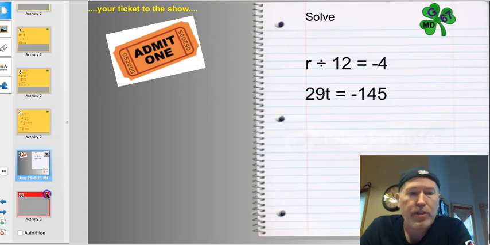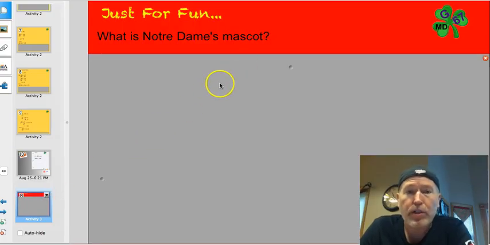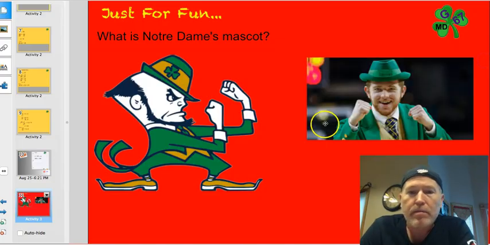Alrighty, and your ticket to the show. Oh, sorry, your just for fun question. What is the Notre Dame mascot? Greatest trivia question of all time. It's the leprechaun. This little guy right here is their symbol that they use.